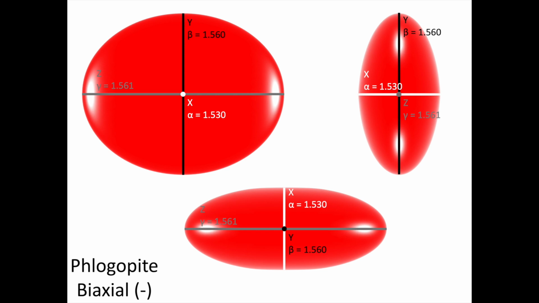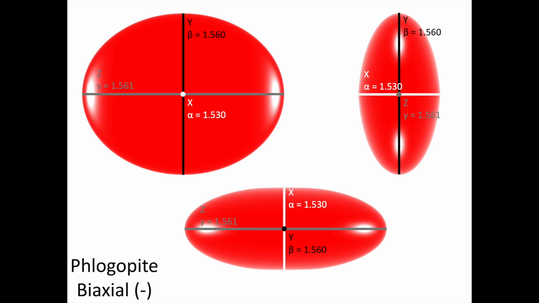The axes of this ellipsoid are going to consist of our refractive indices, alpha, beta, and gamma. The axial directions through this ellipsoid are referred to as x, y, and z, and these in turn are associated with refractive index alpha, beta, and gamma. If you'd like to learn more about biaxial materials and their optical indicatrices, you should check out the video Optical Mineralogy: Biaxial Materials. Our phlogopite is going to be biaxial negative. This means that refractive index beta is closer to refractive index gamma than it is to refractive index alpha.